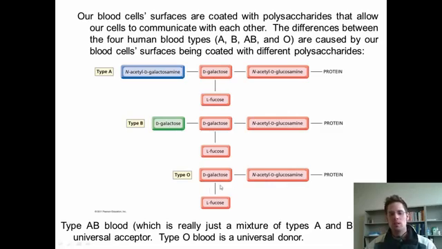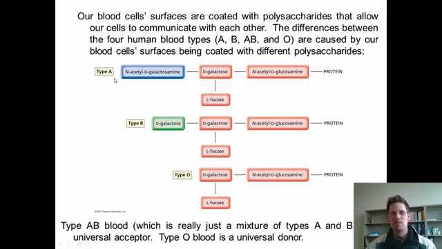Type O lacks these extra appendages dangling off of them, which means that type O can donate to anyone. Anyone who has type A or type B can accept type O, because type O has the exact same internal structure as type A and type B. Unfortunately, type O can only receive from type O.